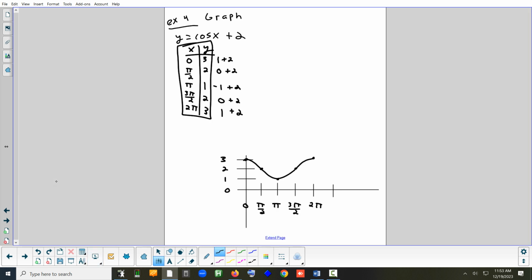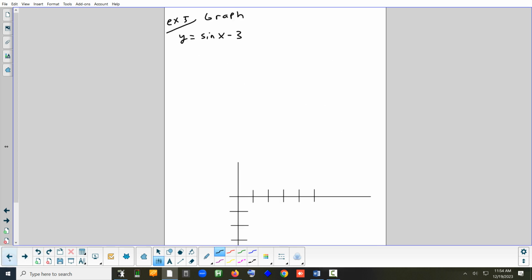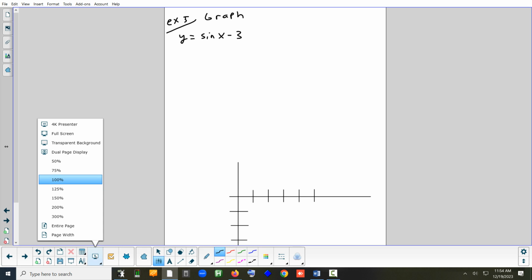Any question on the table or the sketch? And remember, how far left and right does that graph really go? Infinite. So if you wanted to do the next section, all you have to do is trace it again and you get your full picture. But the idea is I just want you to sketch one cycle.